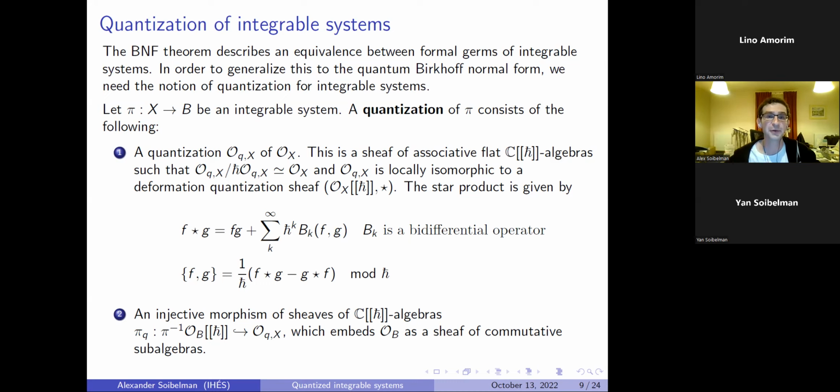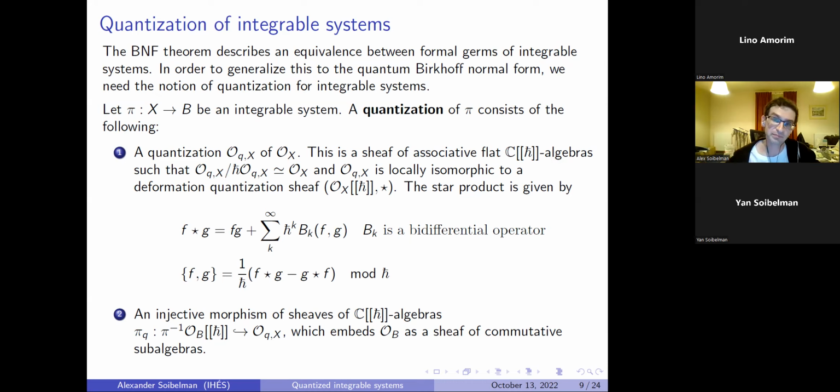Well, and now you replace functions on the total space with their quantization, and then you want the embedding to be commutative instead of Poisson commutative. So you have an integrable system defined by pi, and the quantization is just going to be a quantization of functions on the total space. And this is sort of this quantum sheaf of functions.